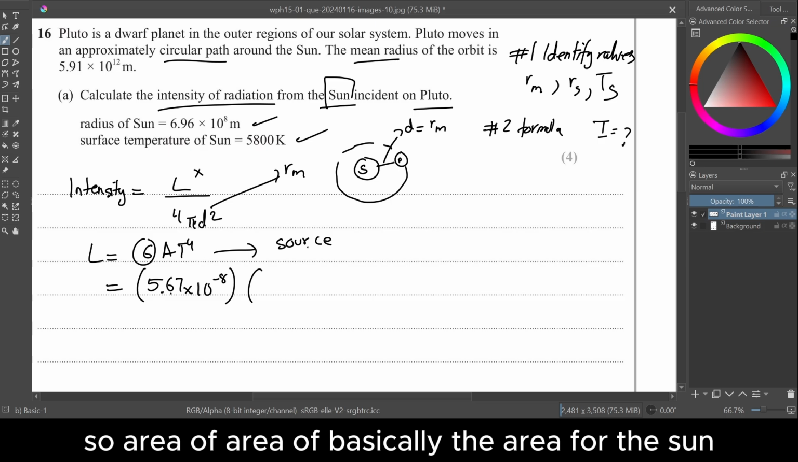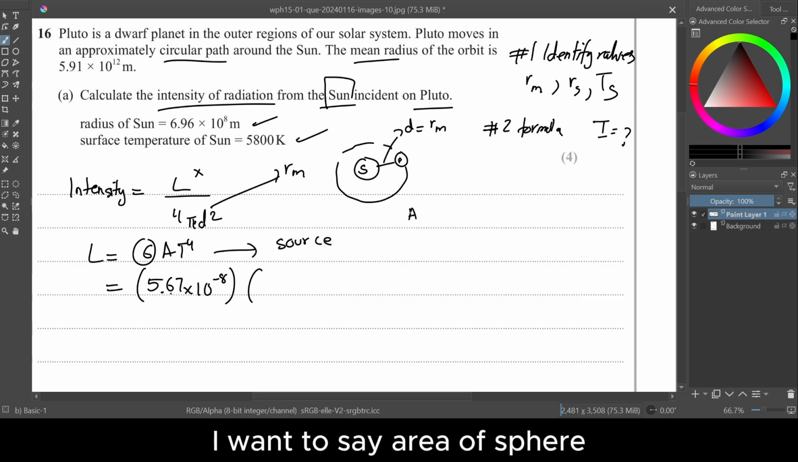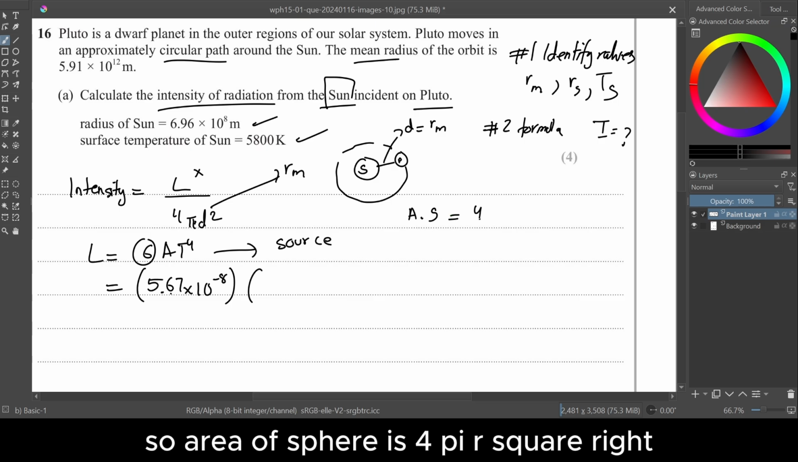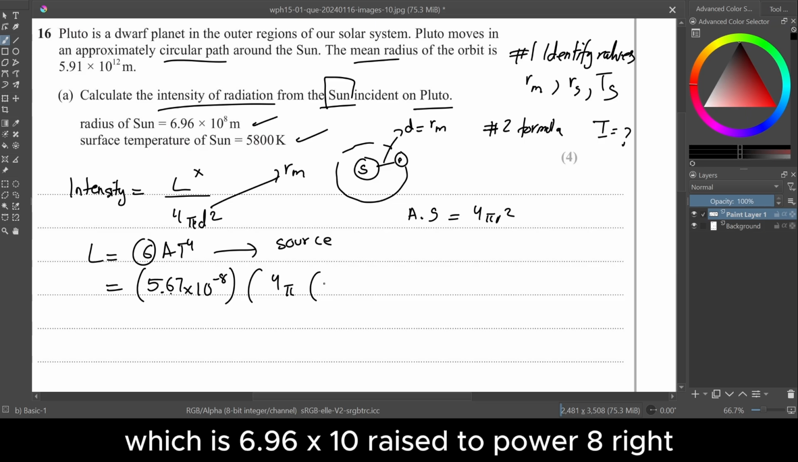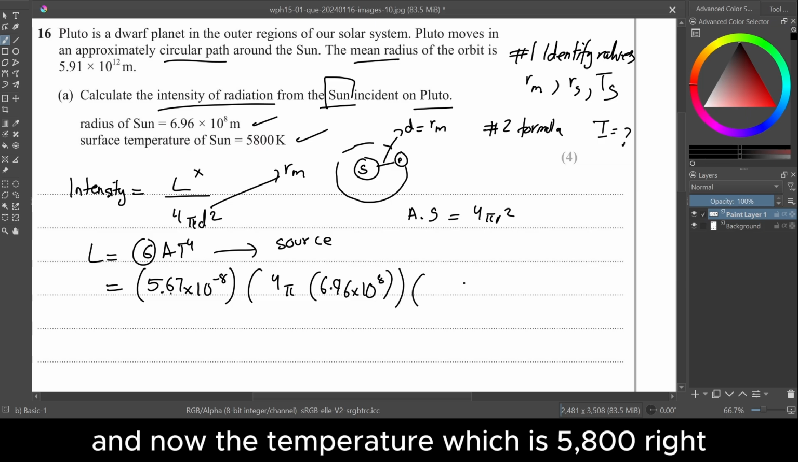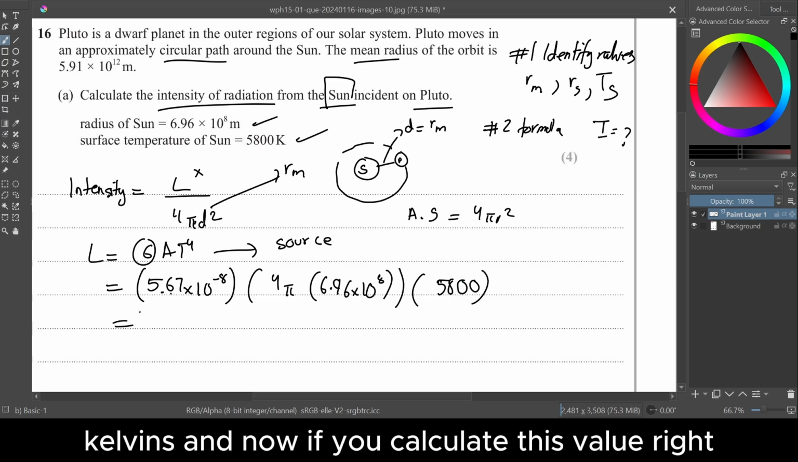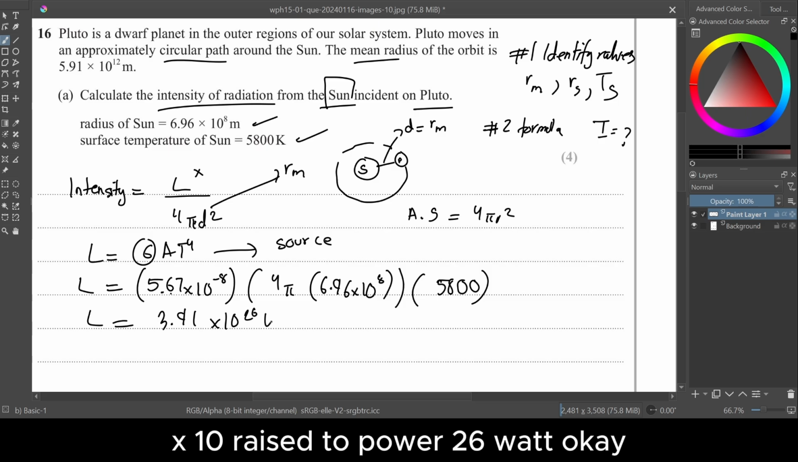Basically, for the area of the sun, we will use the area of a sphere, which is 4 pi r square. So we input 4 pi, where r is the radius of the sun, which is 6.96 times 10 raised to the power 8, and the temperature, which is 5800 kelvins. If you calculate this L value, you will get 3.91 times 10 raised to the power 26 watts.